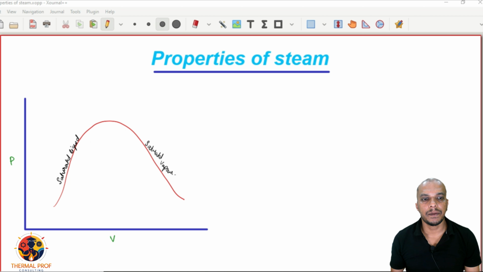If we are familiar with the vapor dome, the left side of the vapor dome is saturated liquid, the right side of the vapor dome is saturated vapor, and anything beyond this right side saturated vapor, we'll have superheated steam. And to the left side of this saturated liquid, we'll have subcooled liquid.